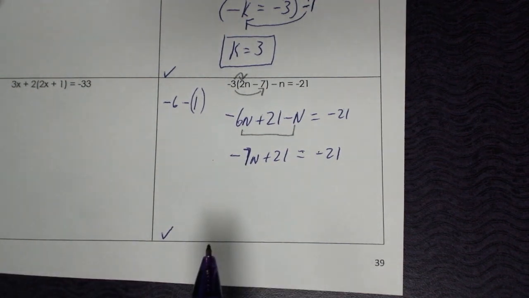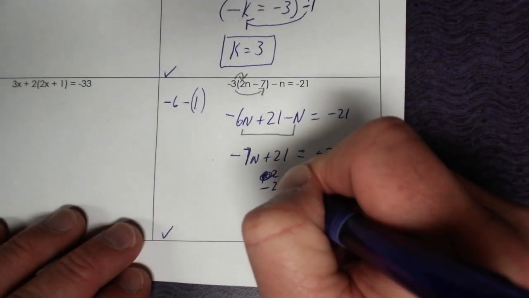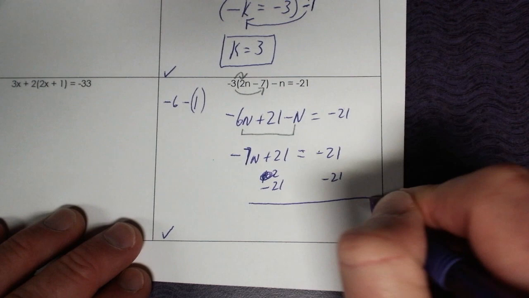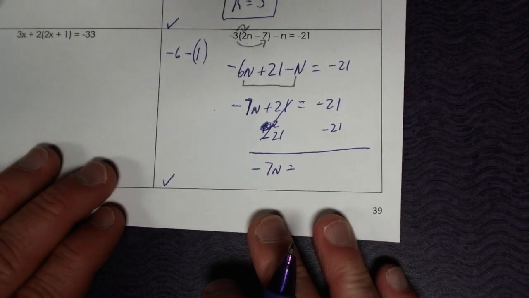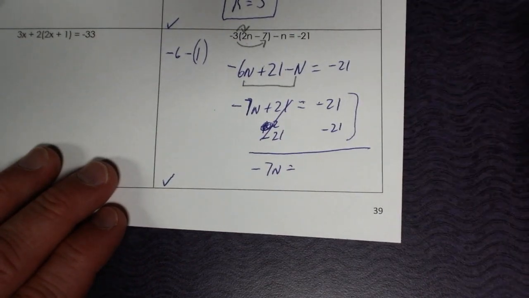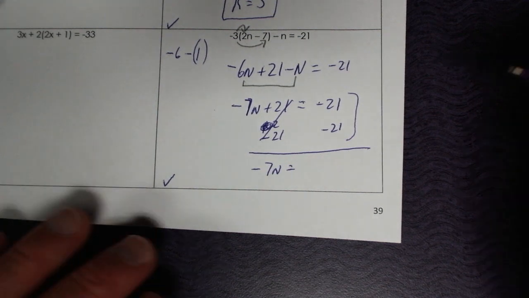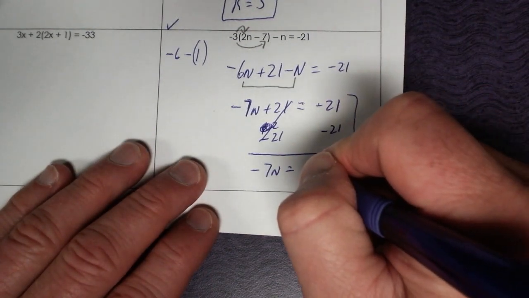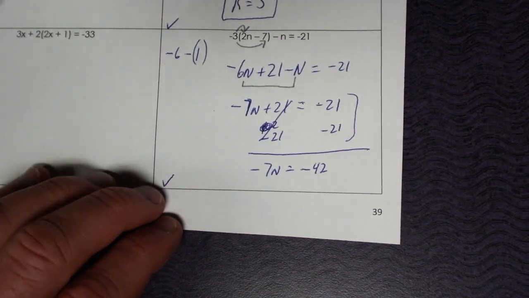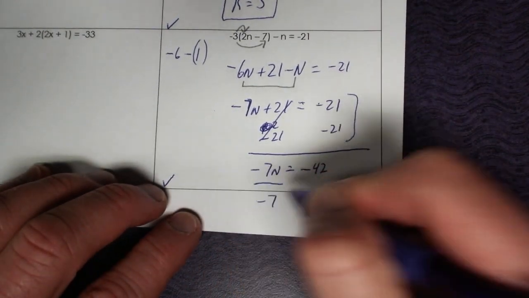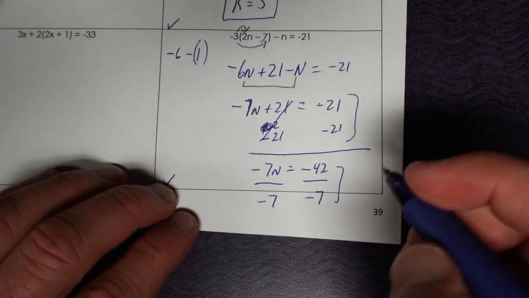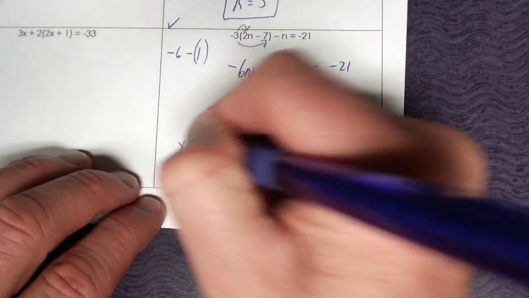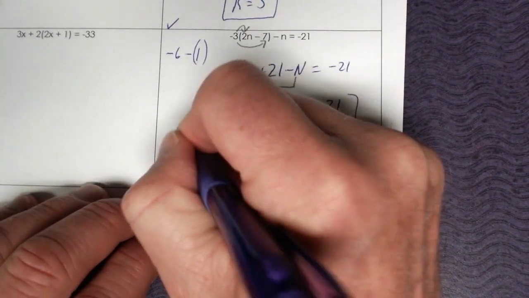Now I'm down to a two-step. Whoops, not plus 21, minus 21 on both sides. This goes away, and we'll bring down my negative 7n, my equal sign, raise this up. Now I've got to deal with this right here, negative 21 and a negative 21. That's going to give me a negative 42. I'm going to divide by a negative 7 this time. Two negatives is going to give you a positive. So n equals a positive 6. Kind of ran out of room there.